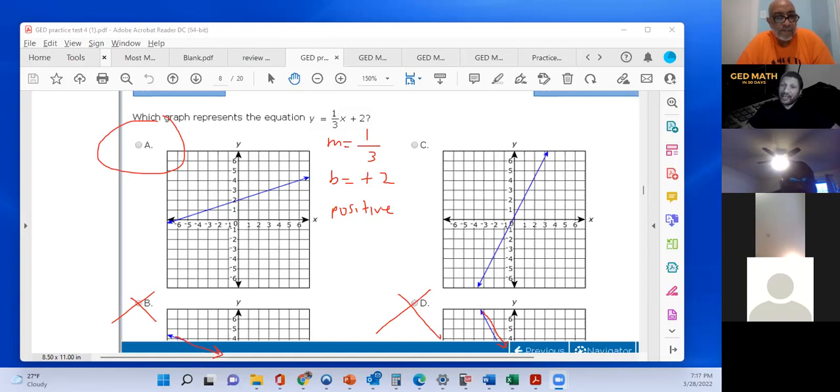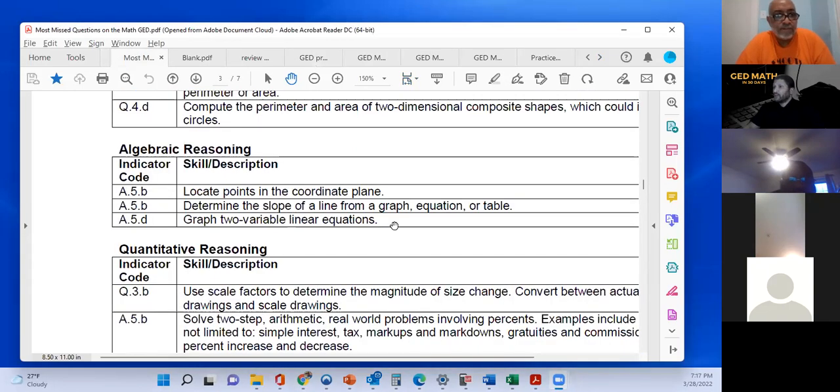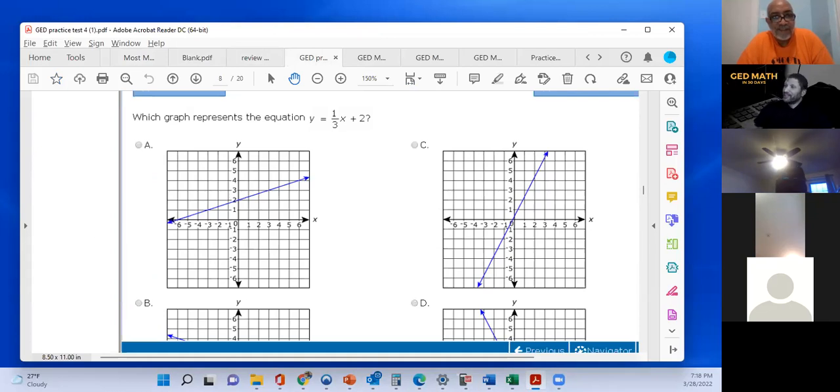Okay, so that's the last question for tonight. Any questions before we leave? So we went over slope, slope from a graph. Go back to that problem again. Go back to that one again. What's your question? Go ahead.